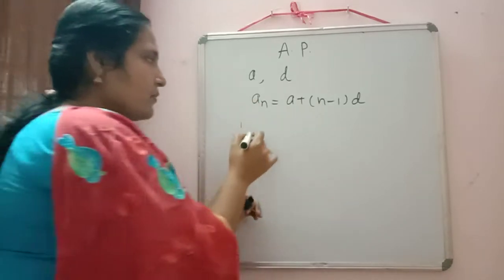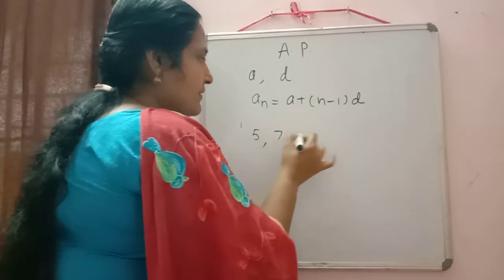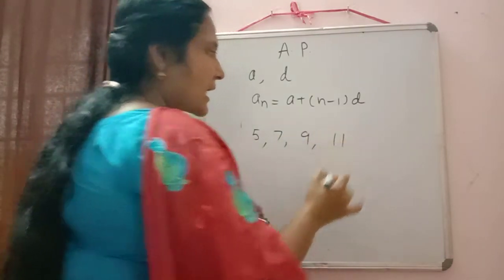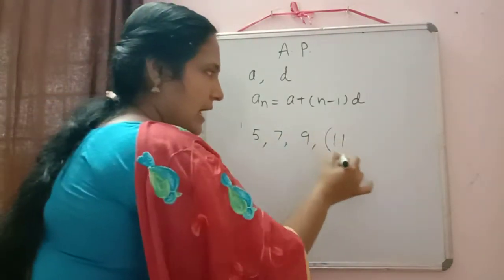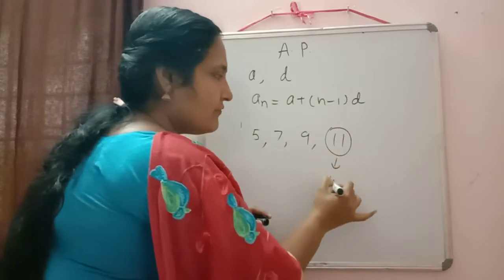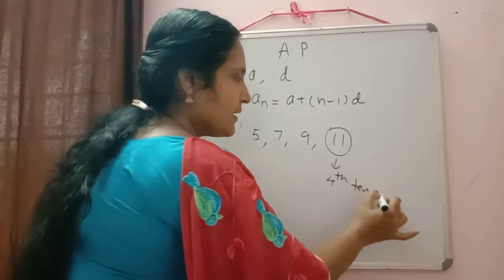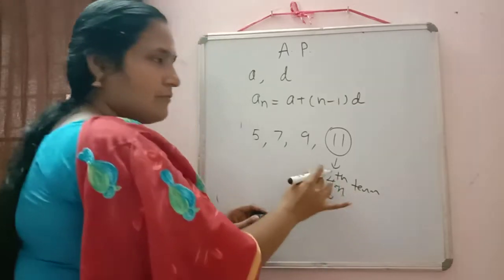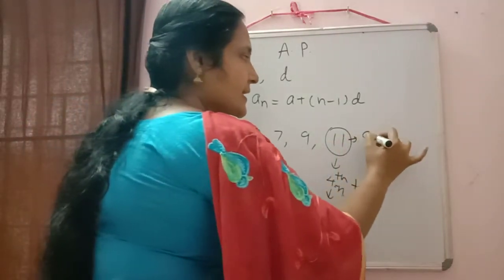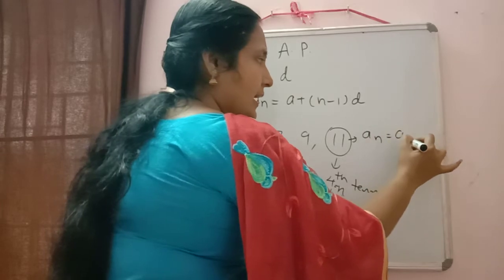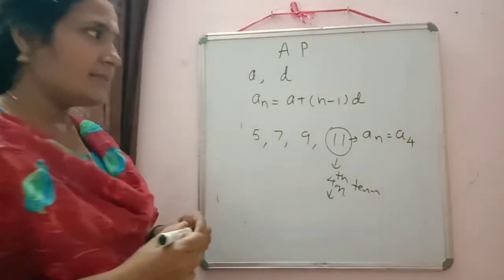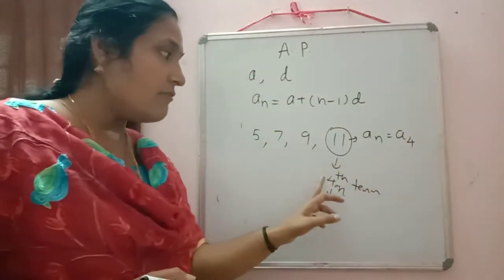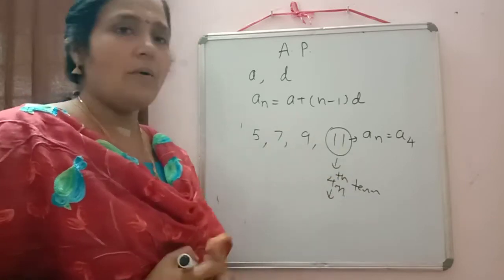Suppose I wrote the numbers this way: 5, 7, 9, 11. Here 11 is the fourth term. So n is equal to 4, and this is an or a4. n is equal to 4 and the fourth term is equal to 11.